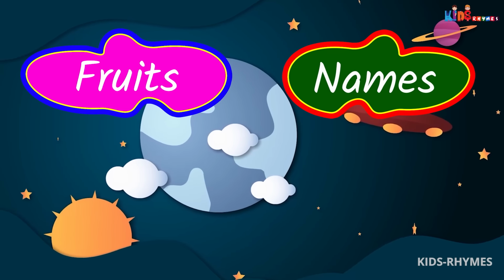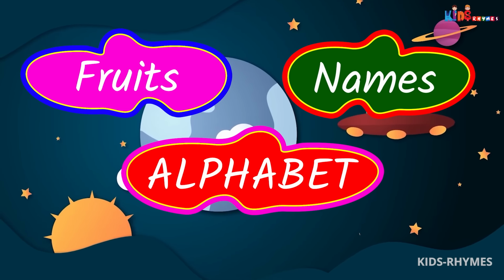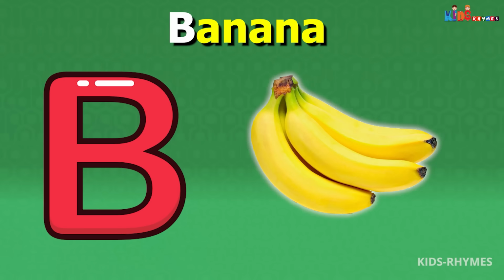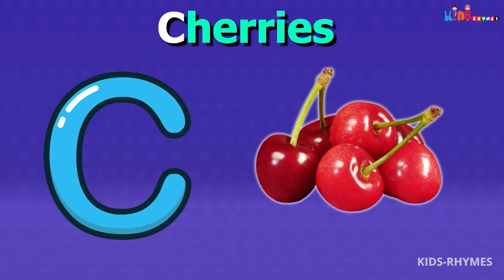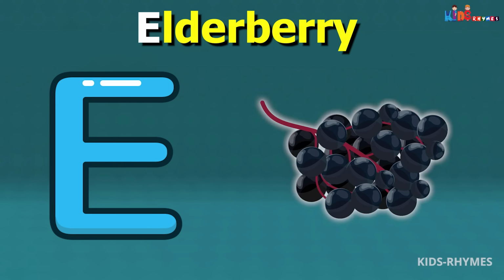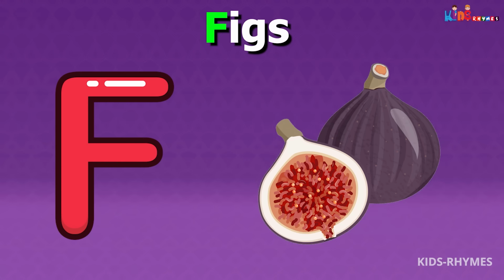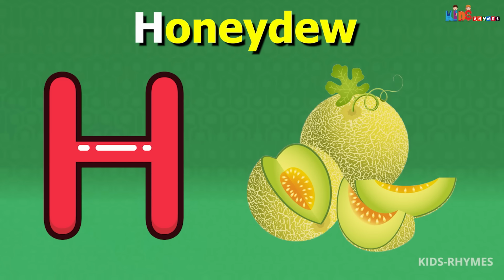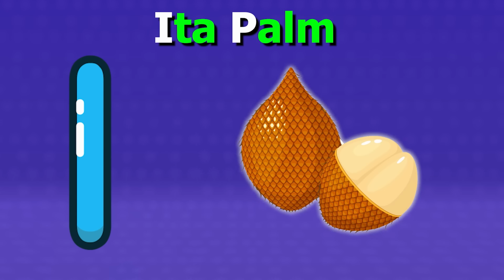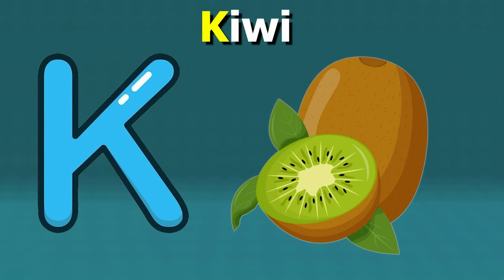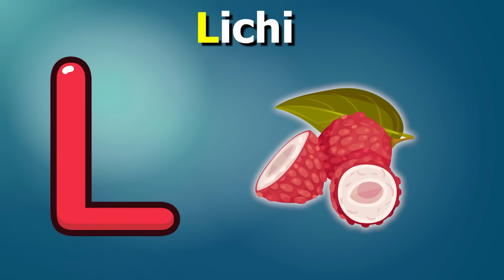Fruit names according to alphabets. A for apricots, B for bananas, C for cherries, D for dates, E for elderberries, F for figs, G for grapes, H for honeydew, I for Italian plum, J for jackfruit, K for kiwis, L for lychees.